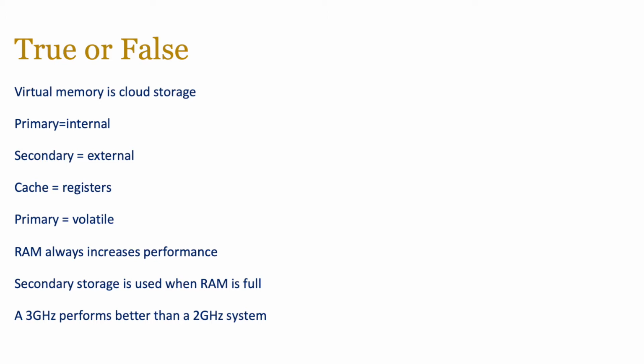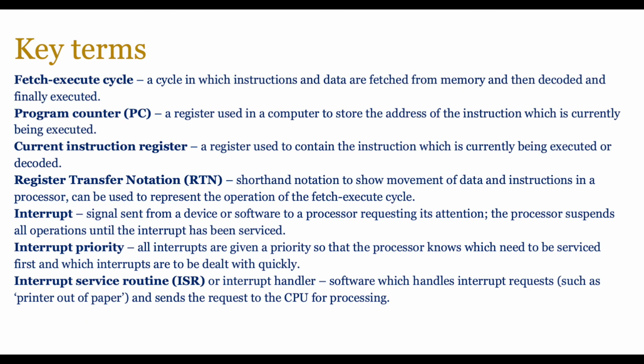Now we're going to look at key terms, and as usual, do pause the video and jot these down. You should know about the fetch-execute cycle from IGCSE, which is a cycle in which instructions and data are fetched from memory and decoded and executed. You then have the different parts, program counter, what it does, current instruction register. Register transfer notation is new. It's basically a shorthand notation to show movement of data and instructions in a processor, and it can be used to represent the operation of the fetch-execute cycle. So it's a quick way of representing that particular diagram that we all know well.